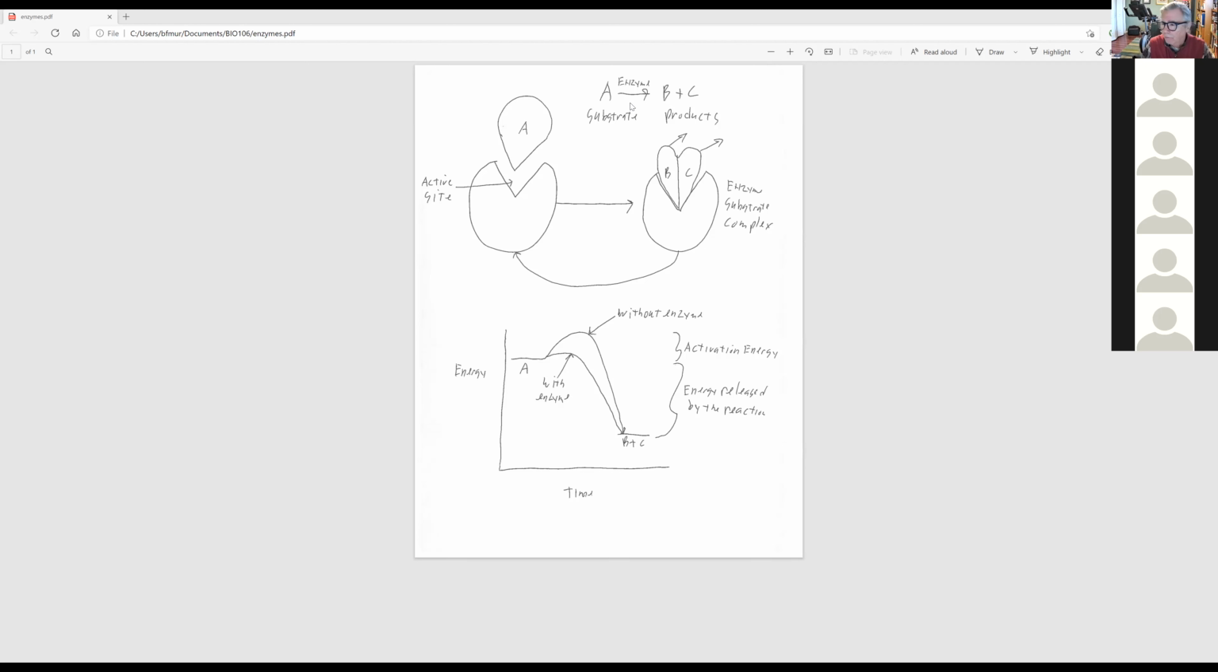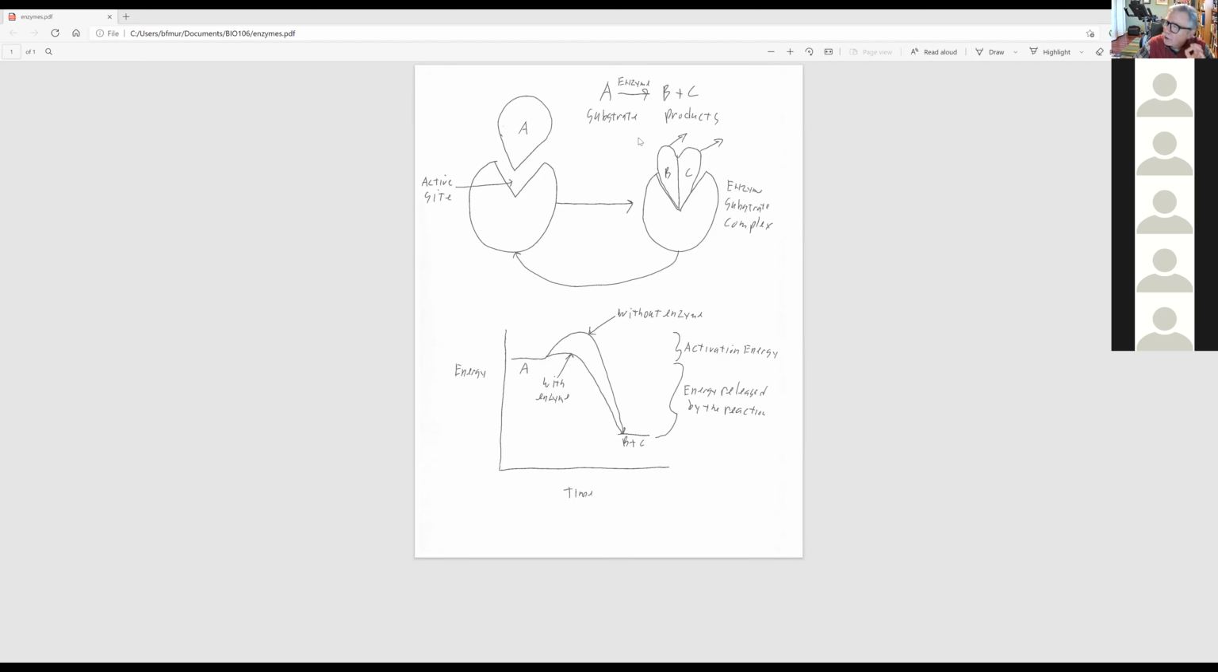So this is a degradation reaction. A is broken up into B and C. Sometimes it's a build-up reaction. You know, B and C could be made into A. So it could be multiple substrates or multiple products or single substrates, single products, whatever. So there are the products, B and C.